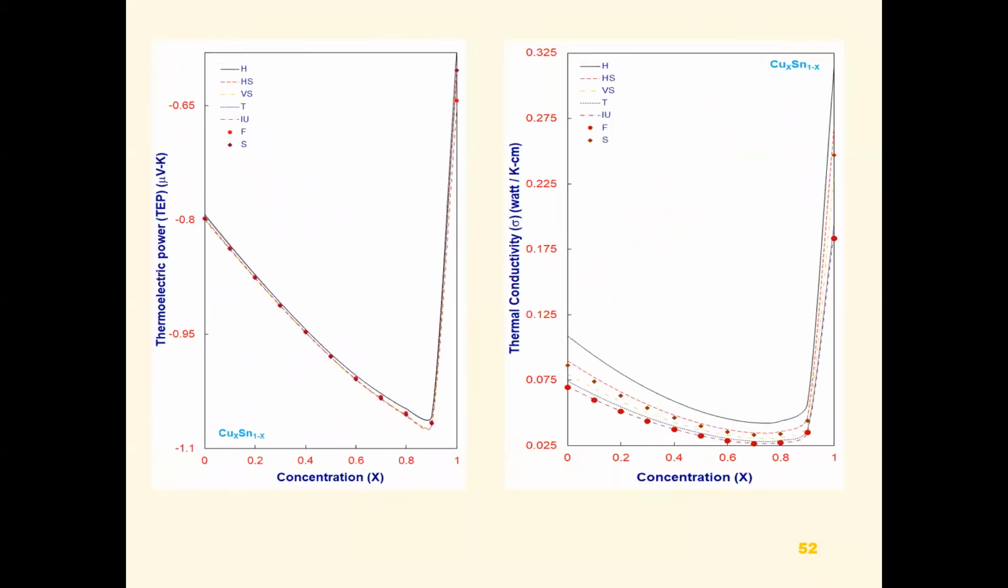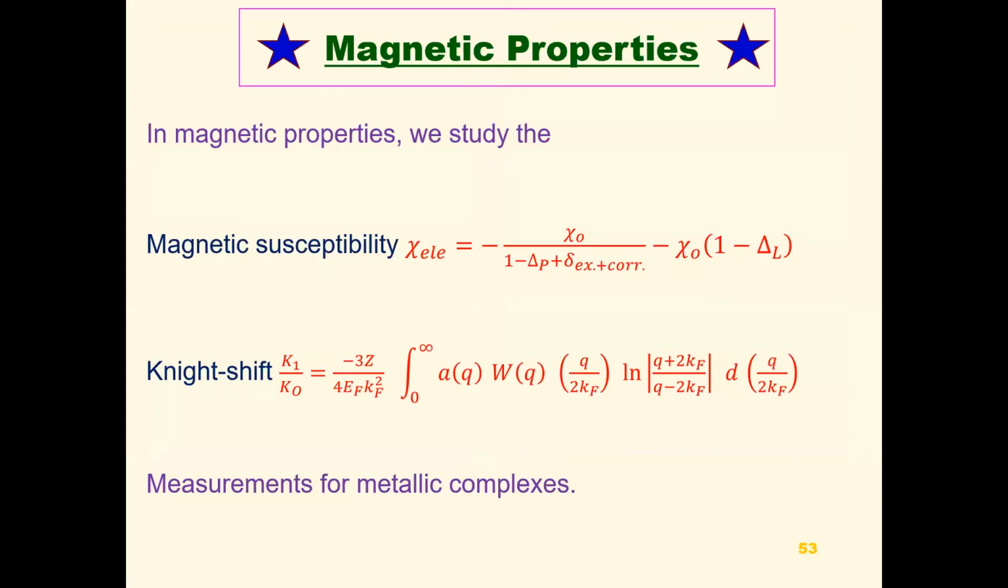Again, this is the thermoelectric power and thermal conductivity of the CuSn materials. Now the second one is the magnetic properties. In magnetic properties, we study two different magnetic properties, magnetic susceptibility and the Knight shift, by using these two equations for the measurement of magnetic properties for the different metallic complexes.